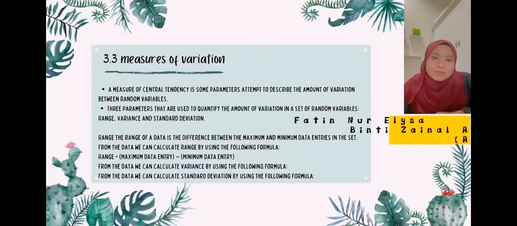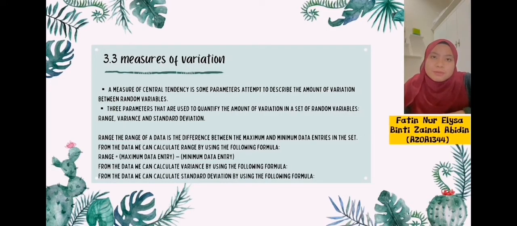3.3. Measure of variation. A measure of variation is a set of parameters that attempt to describe the amount of variation between random variables. 3 parameters that are used to quantify the amount of variation in a set of random variables are range, variance, and standard deviation.